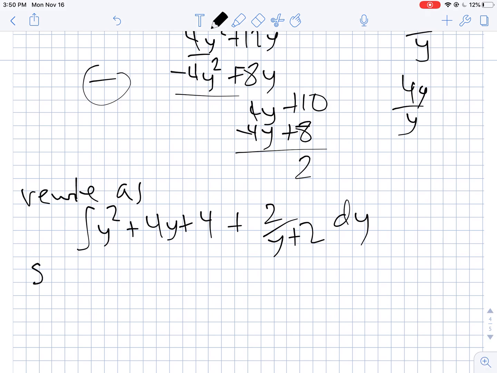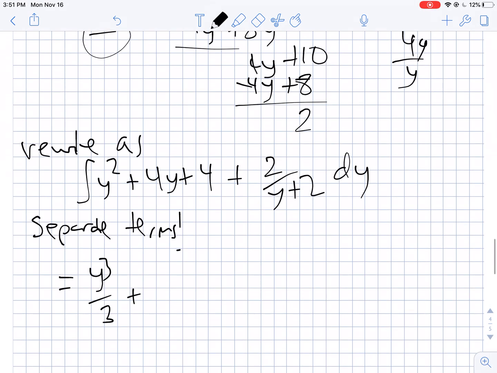So now just do each term separately. That's the whole idea of integration by long division. You do the long division first to break it into an easier form. Now you can integrate each part reliably. So y squared becomes y cubed over 3. 4y becomes 2y squared, and 4 becomes 4y. As for this part right here, you're going to want to do a mini u sub.